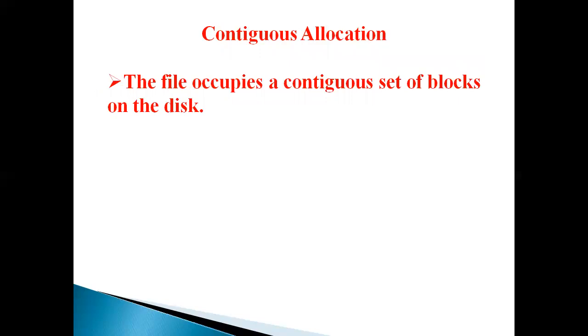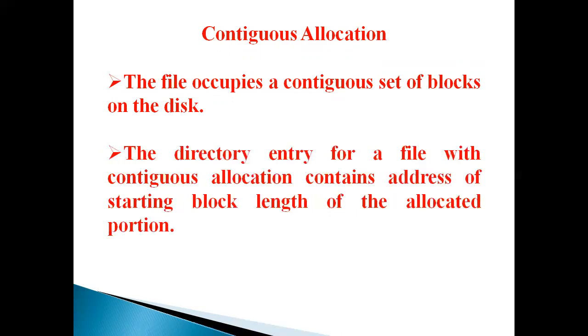First understand what contiguous allocation is. Contiguous allocation means the file occupies a contiguous set of blocks on the disk. The directory entry for a file with contiguous allocation contains the address of the starting block and the length of the allocated portion. It means the address of the starting block and the length of the file will be stored in the directory.